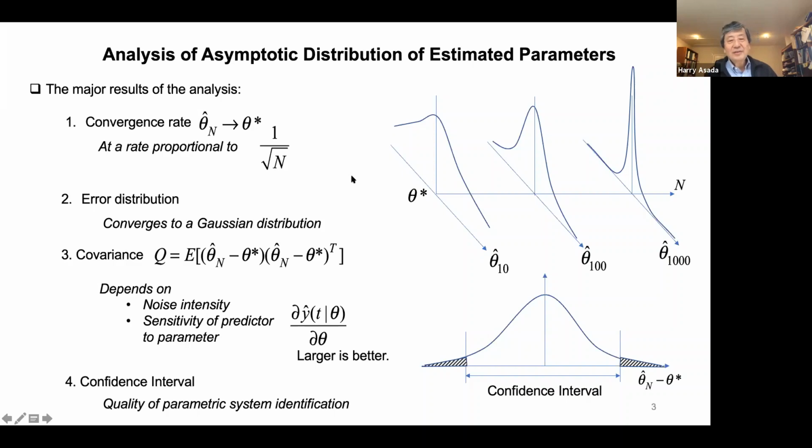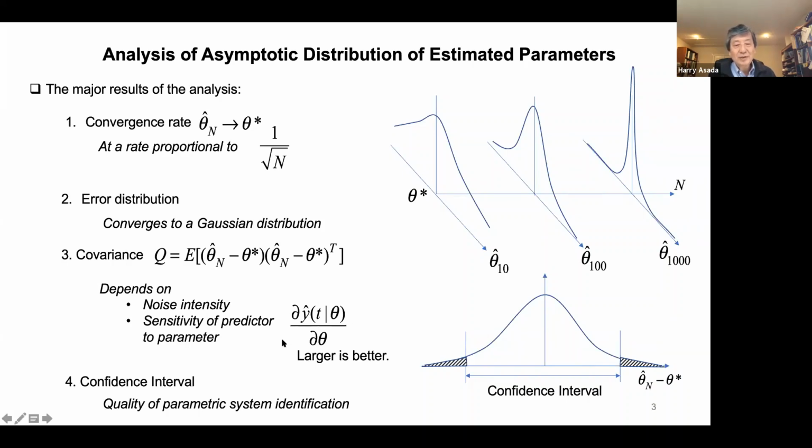If I summarize the major results of today's analysis, there are these four points. First, the convergence rate: the estimate converges at a rate proportional to 1 over square root of n. Second, the error distribution: initially it is not a perfect shape, but at the end of the day it goes to a Gaussian distribution, no matter what the original distribution was. Third, the covariance matrix associated with this Gaussian distribution can be computed, and it describes the error from the mean value. It depends on noise intensity. If it is a very noisy process, performance deteriorates.